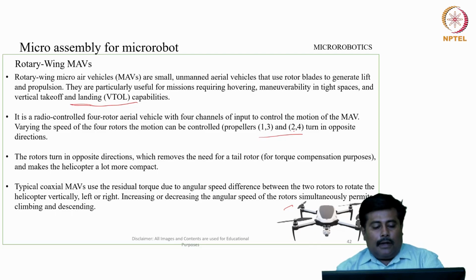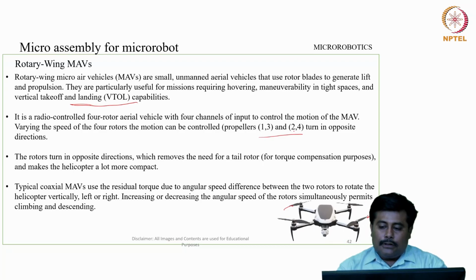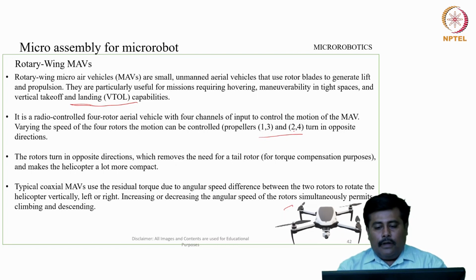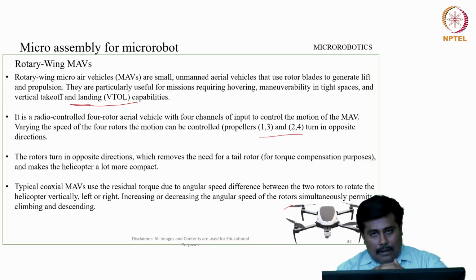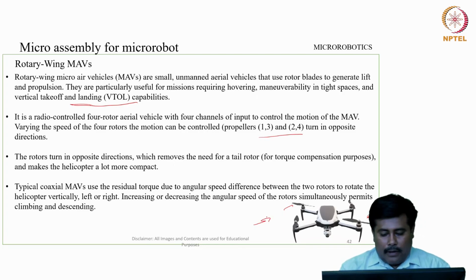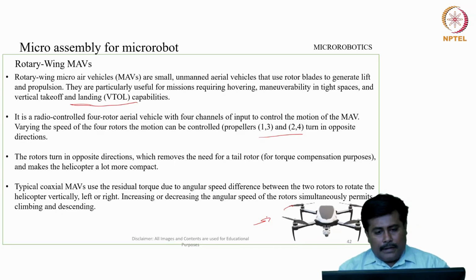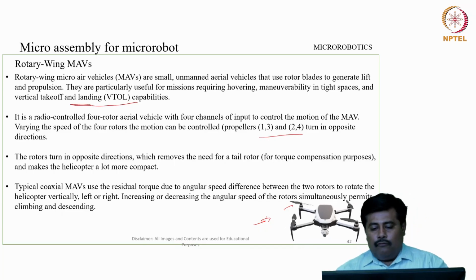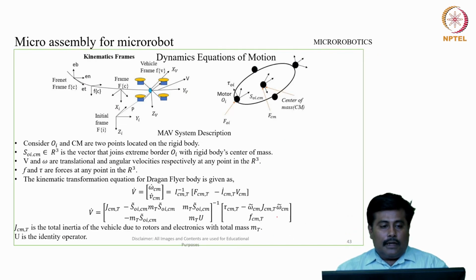Typically a coaxial micro aerial vehicle uses the residual torque due to the angular speed difference between the 2 rotors to rotate the helicopter, left or right. Increasing or decreasing the angular speed of the rotors simultaneously permits climbing and descending. These are micro drones seen in several applications and systems. Individually controlling such rotors helps us control the angular speed as well as the vertical movement.